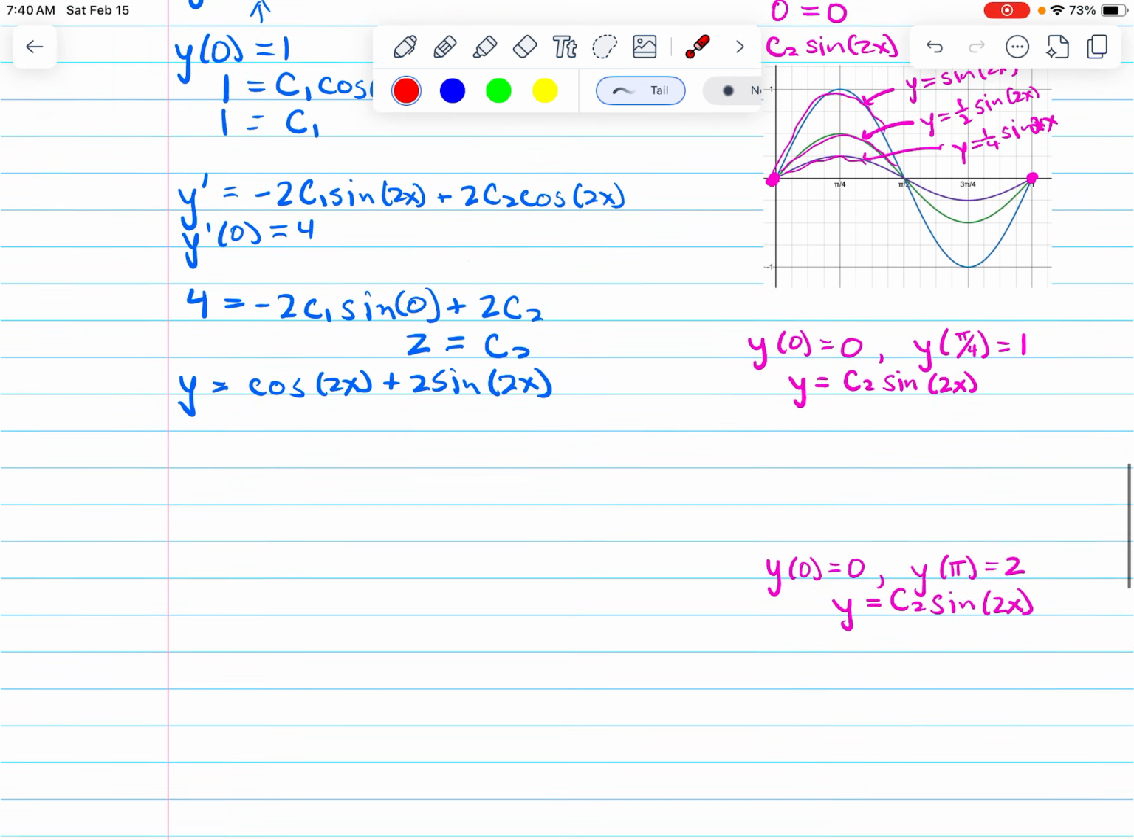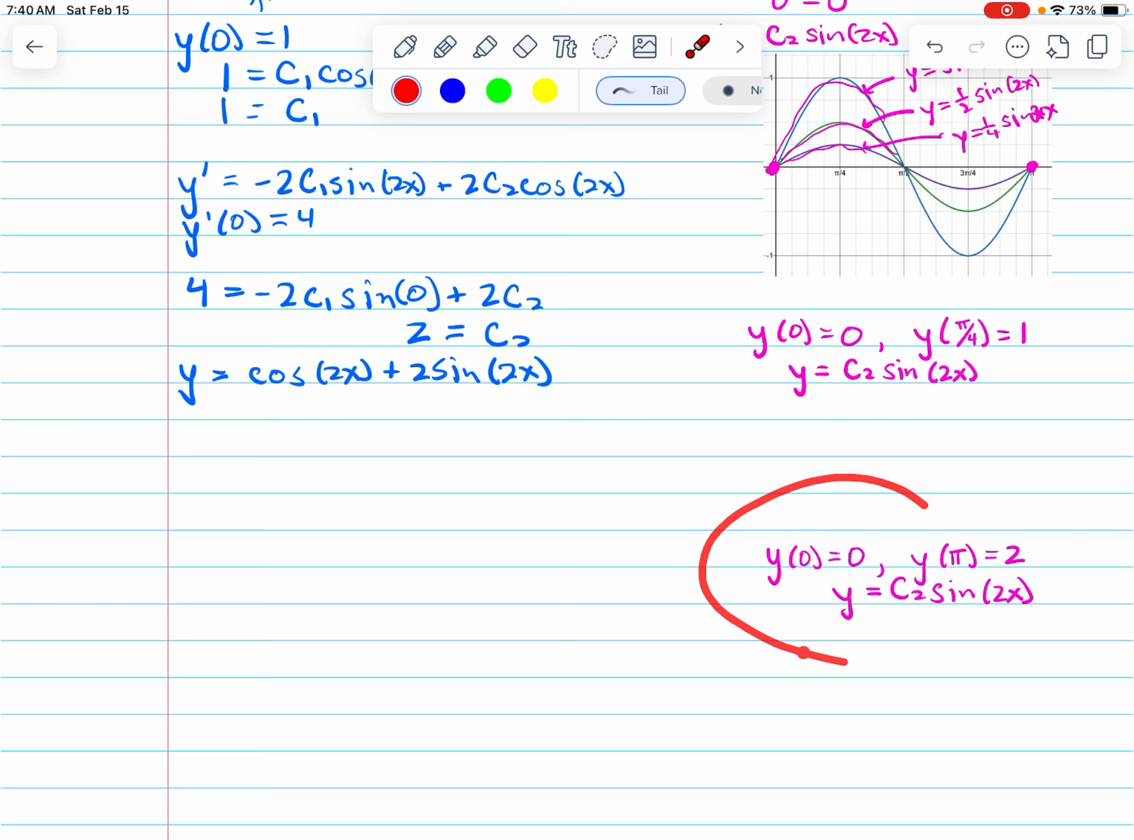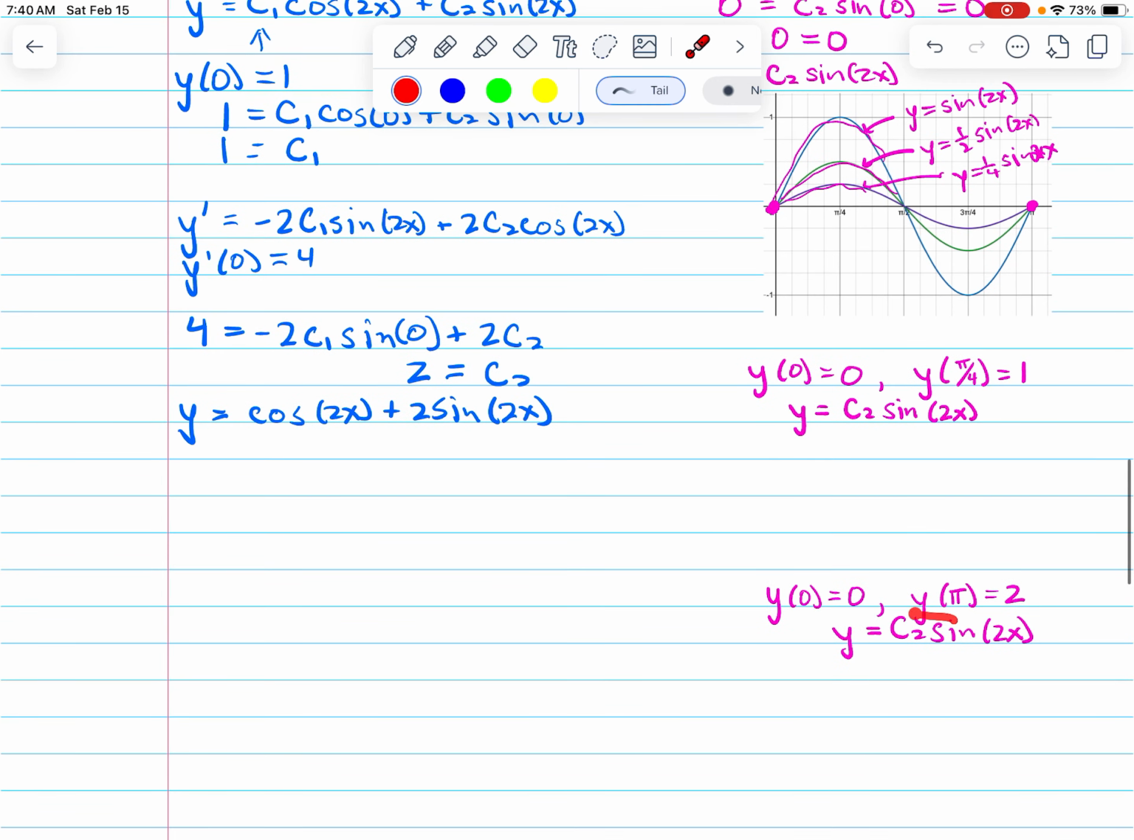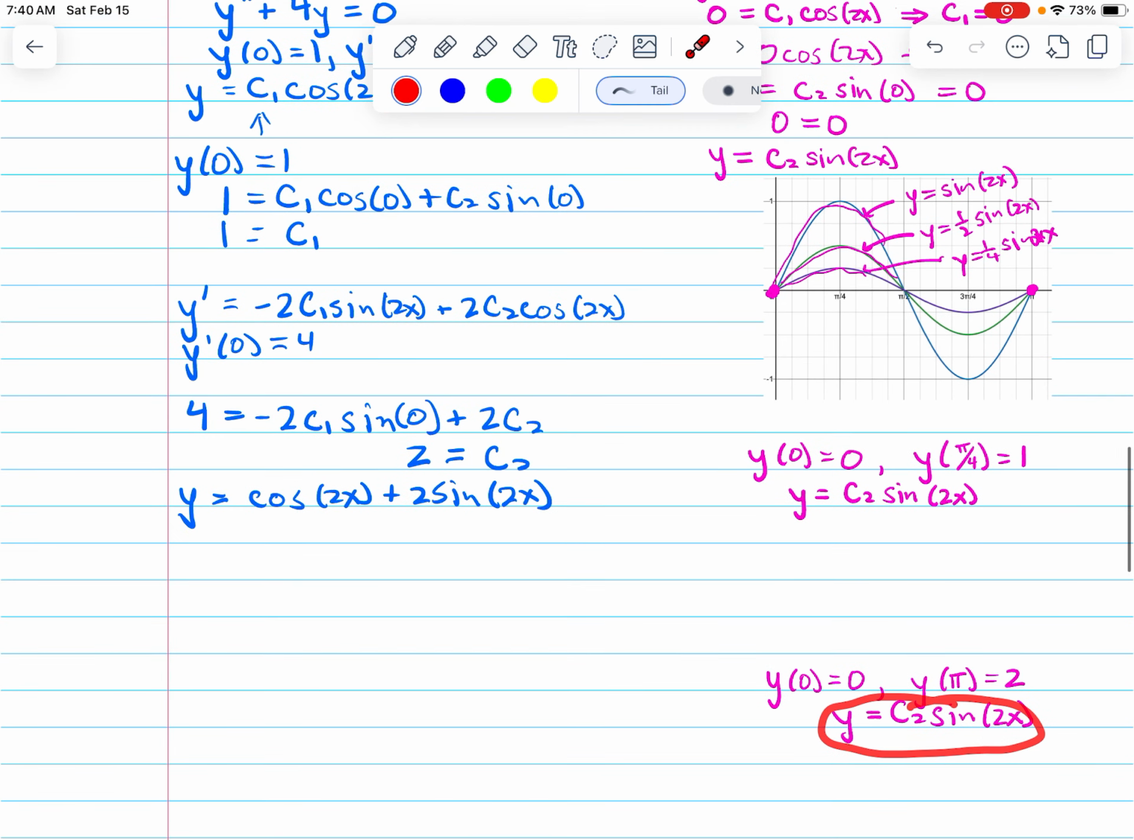Now, let's look at this next one right here. Here we have y of 0 equals 0 and y of pi equals 2. Okay, so once again, we're looking at this part of it. I'm looking at these graphs. And it says y of pi equals 2. Look at these solution curves. These solution curves all end up at 0. At pi, they all end up at 0. There is not one of these curves where you would end up at 2.